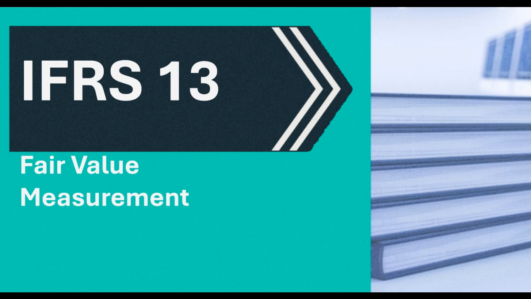Now we're at level 3. This is where things get a little more, I guess, estimation-based. Level 3, this is where we get into the unobservable inputs. And these reflect your own assumptions as the entity about what market participants would use to price the asset or liability. And you use these unobservable inputs when you just don't have any observable ones. This often happens for assets or liabilities that are really unique or maybe not traded very often.